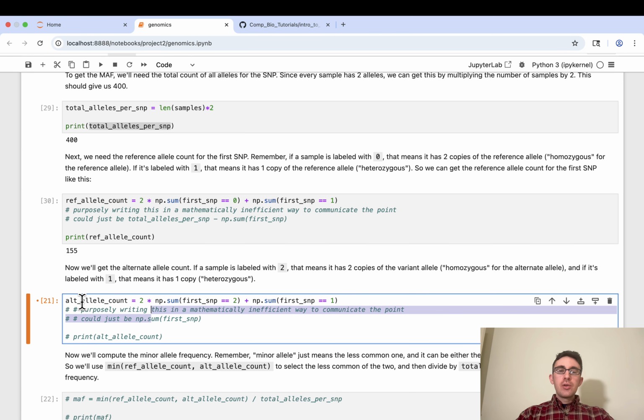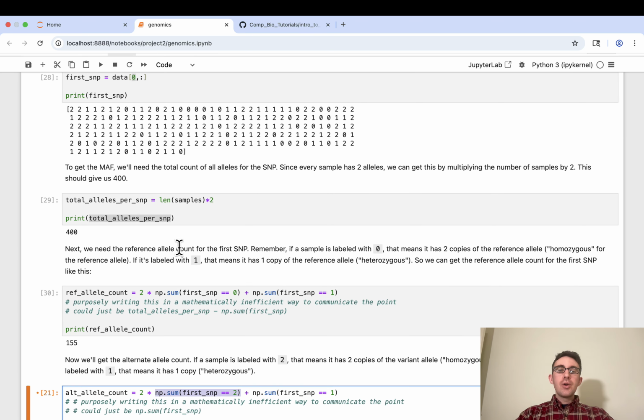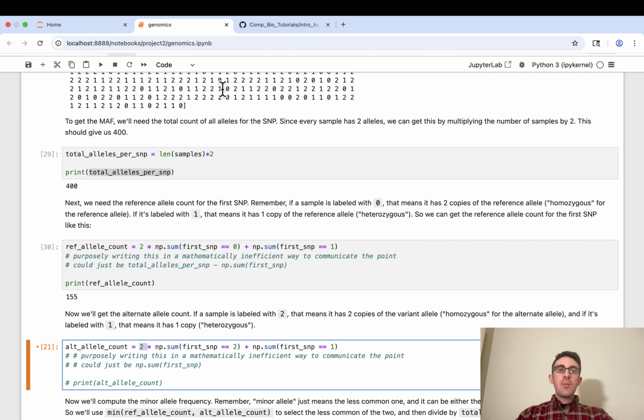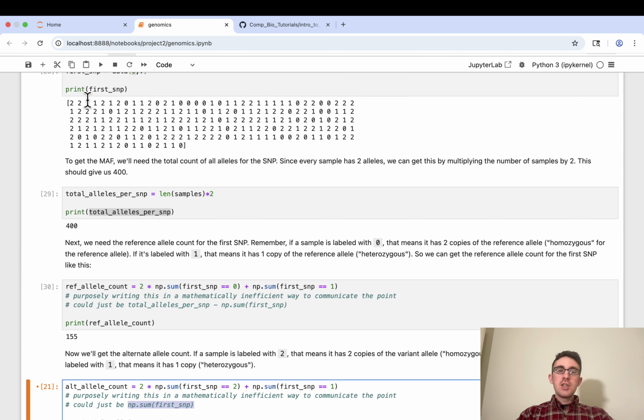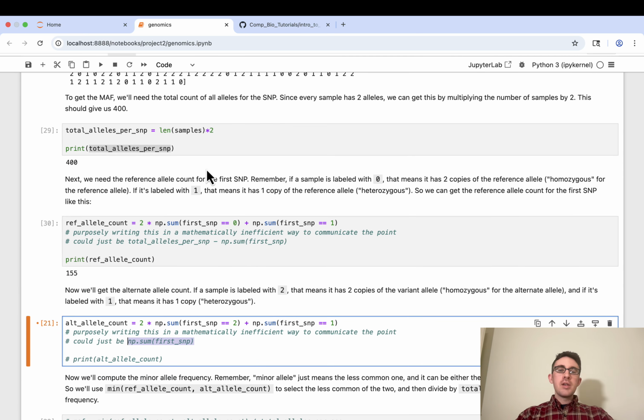So the alternate allele count is going to be all of the twos that we see in here times 2, because every time we see a 2, there are 2 copies of the alternate allele. So we count up all of the 2s and multiply that by 2. And then also add all of the 1s we see, because every time we see a 1, they have 1 copy of the alternate allele. And again, there are a couple of other more efficient ways to do this. You could, of course, sum up the first SNP array, just count up all of the zeros, ones, and twos.